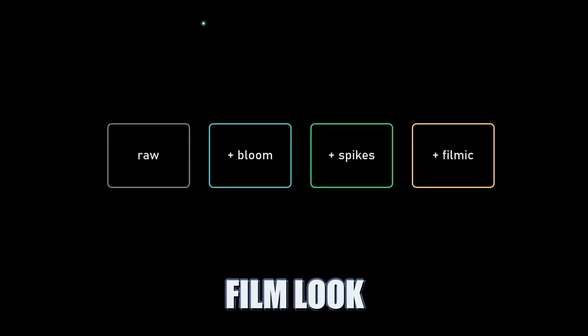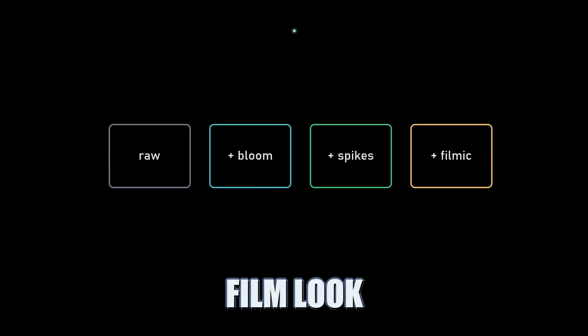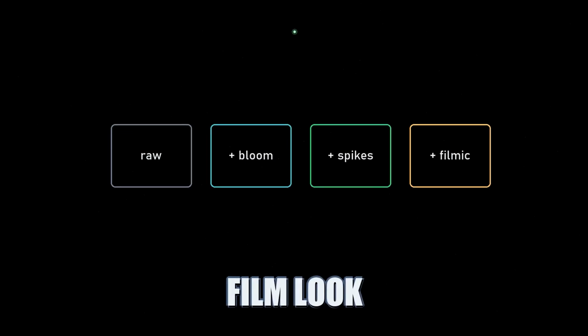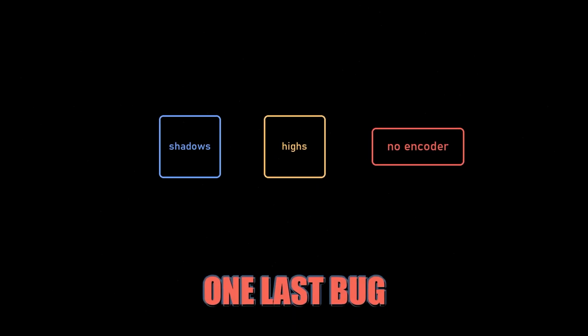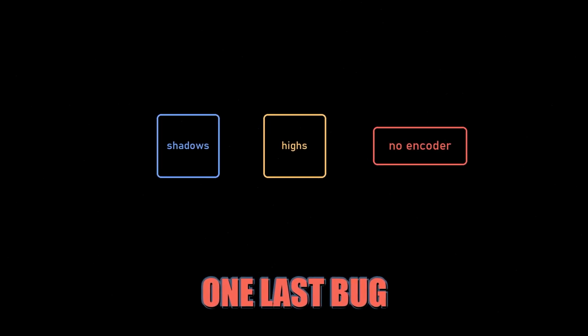Then the film look. Bloom lets the bright stars bleed light. A subtle glare adds those little cross-shaped spikes you get through a real telescope. And here's a quiet one. The core is incredibly bright, and if you handle the color wrong, it just blows out to a white blob. So I use a filmic transform that rolls those highlights off gently and keeps the gold instead of clipping to white. Then a grade. Cool blue in the shadows, warm in the highlights. Cold, deep, cinematic. Almost done.